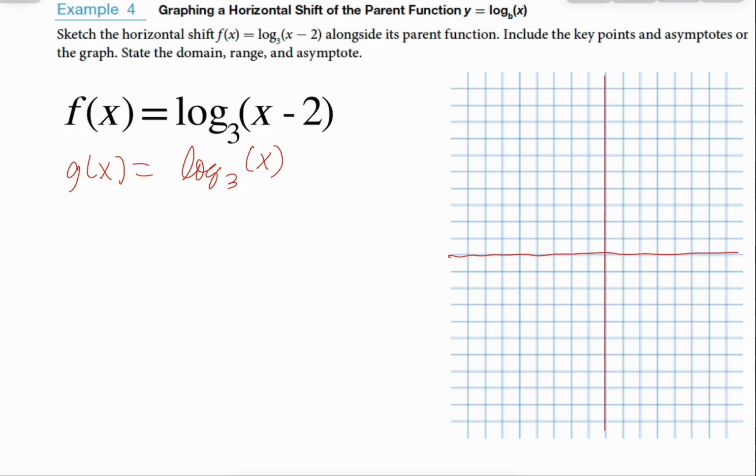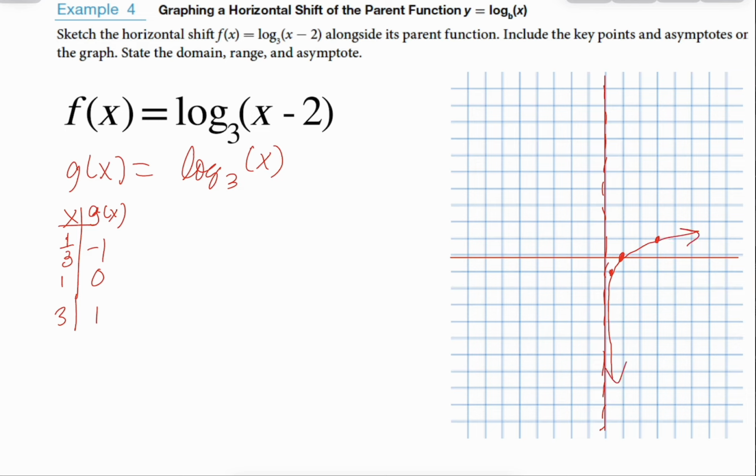Now let's put the parent function on. Now it's a log base 3, so I'm going to plug in 1/3, 1, and 3. I'm going to get out -1, 0, and 1. So I'm going to just put that over here in red. There is a vertical asymptote at 0. At 1/3, I'm at -1. At 1, I'm at 0. And at 3, I am at 1.